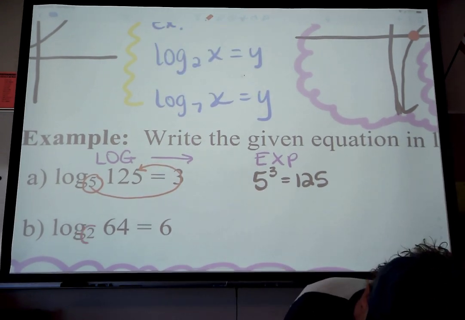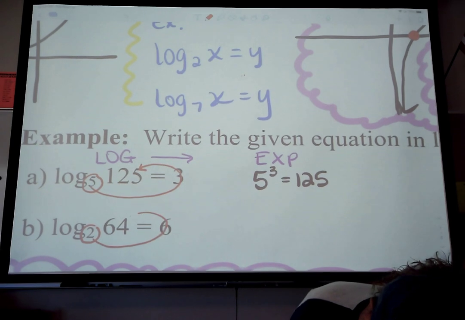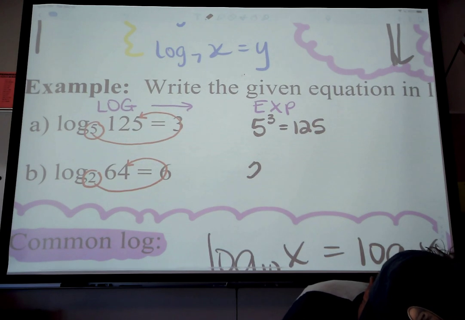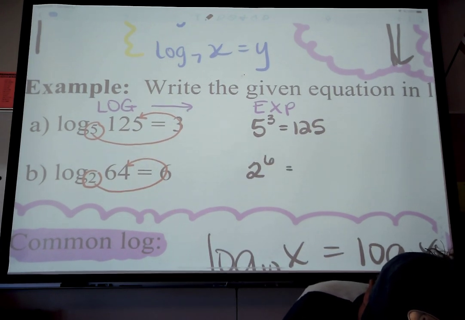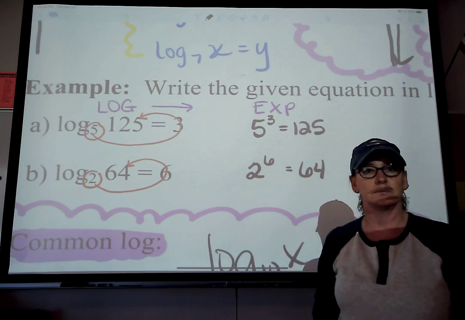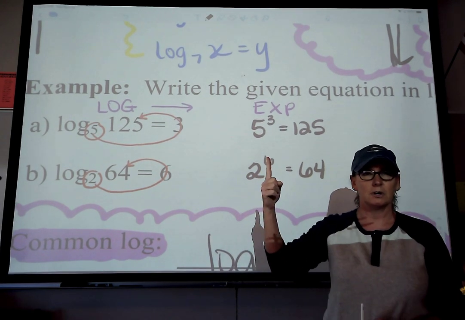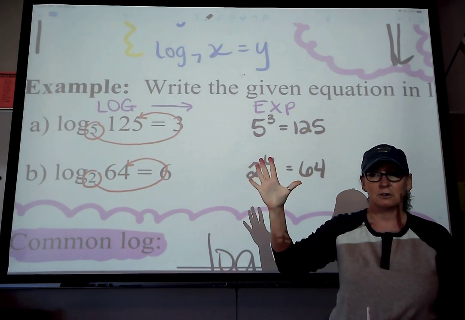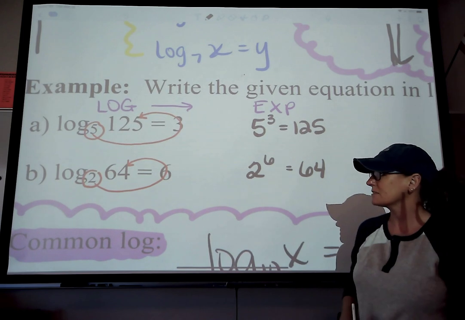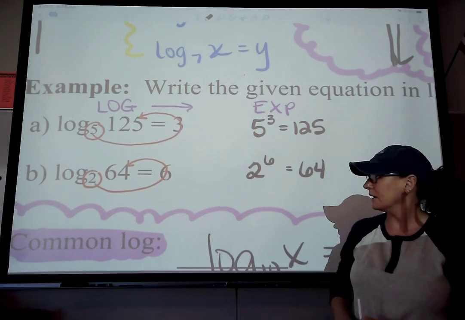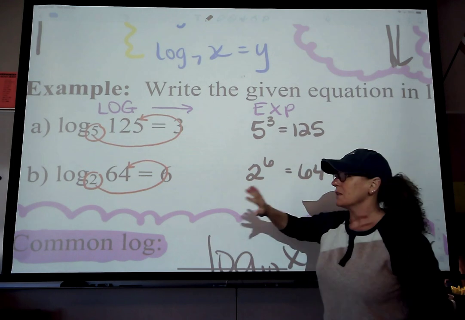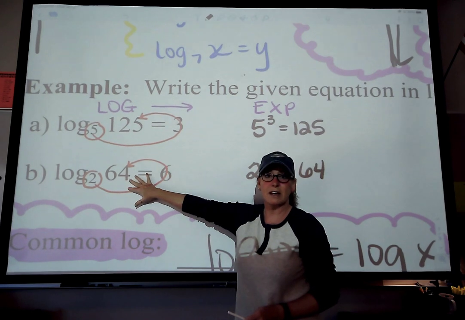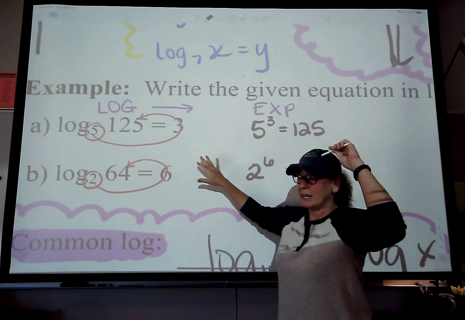Next one. Grab the base, swirl around, pass through the 6, end at 64. Changing it to exponential, I've got 2 to the 6th power equals 64. Does it really? 2, 4, 8, 16 times 2, 32, 64. Yep, 2 to the 6 equals 64. Okay? This makes sense to you. This doesn't, and that's okay. It's all right.